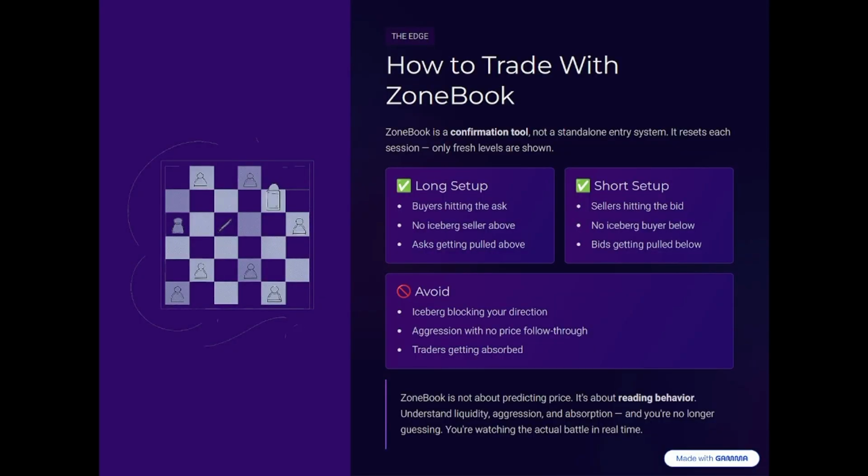How to trade with the Zonebook. Zonebook is a confirmation tool, not a standalone entry system. It resets each session so you only see fresh levels. When considering a long setup, are buyers hitting the ask with no iceberg sellers above, and are asks getting pulled above? When considering a short setup, are sellers hitting the bid with no iceberg buyers below, and are bids getting pulled below? It's best to avoid iceberg orders blocking your direction, and aggression with no price follow through or traders getting absorbed. Zonebook is not about predicting price, it's about reading the actual behavior. Understand liquidity, aggression, and absorption, and you're no longer guessing. You're watching the actual battle in real time.